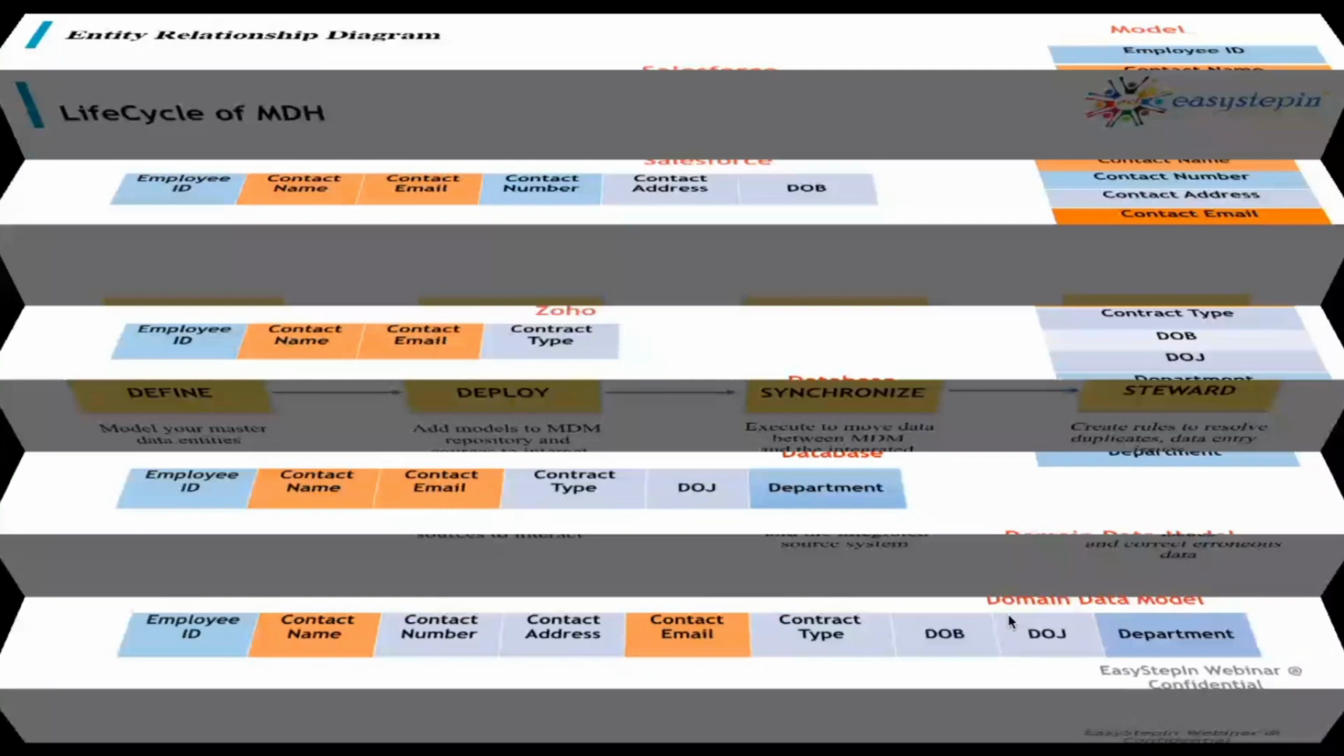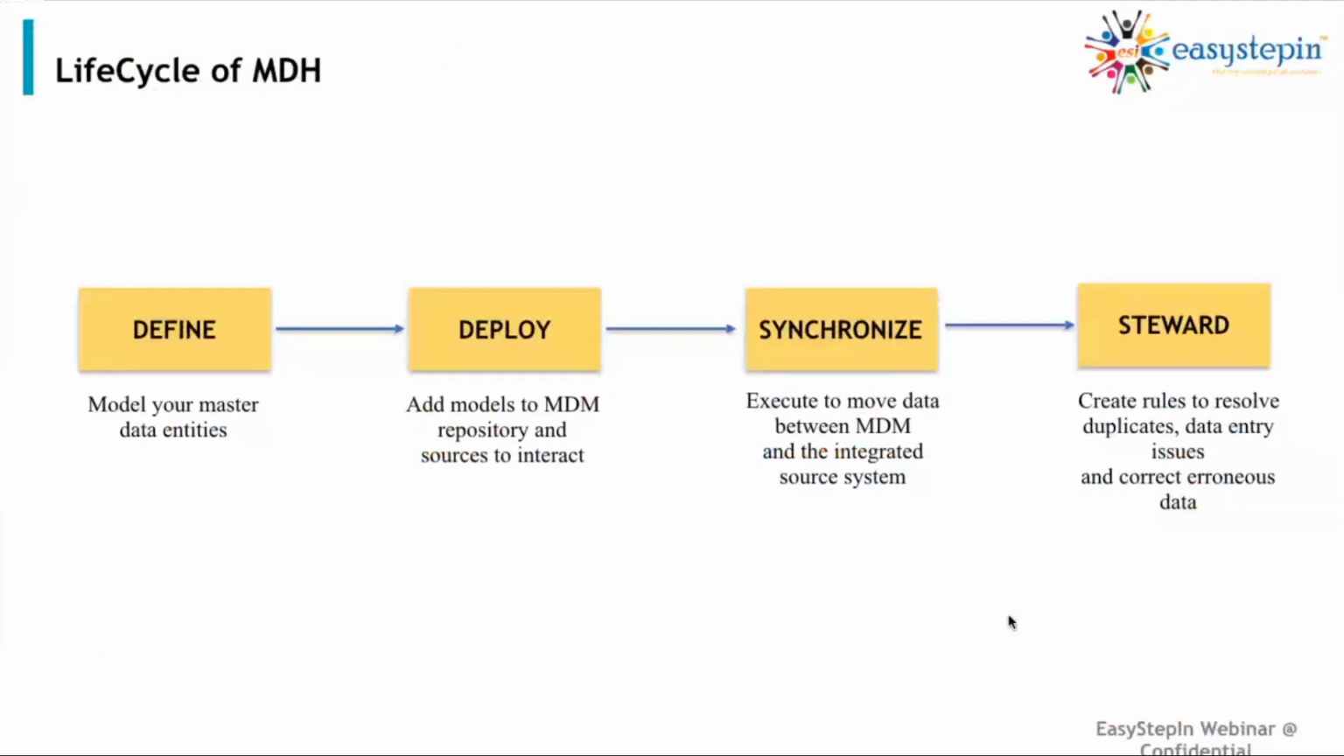Then the concept here is creating a golden record. A golden record is the single source of truth. The concept of creating this golden record goes through the life cycle of master data hub. In the life cycle, we have 4 steps: define, deploy, synchronize, and steward. In the define step, you define the model by determining the fields and sources that make up the records.